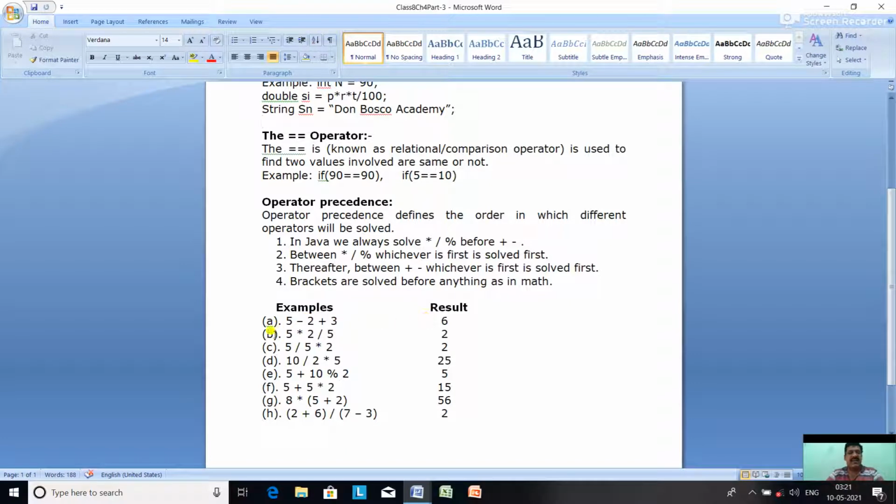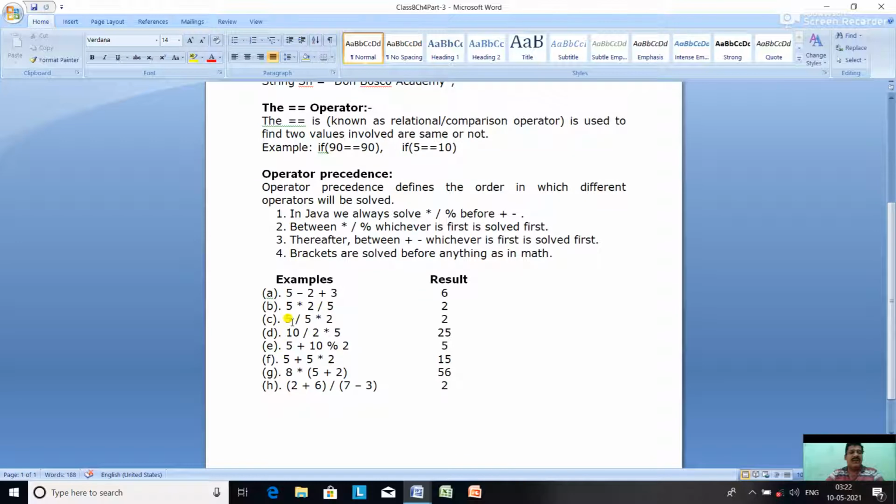Alright. Now the next one, 5 asterisk 2 divided by 5. So see, this asterisk and slash both have the same priority. But which is coming first? The asterisk is coming first, so this will be solved first. 5 into 2 is 10, and 10 is divided by 5. So when you divide 10 by 5, what comes? 2.